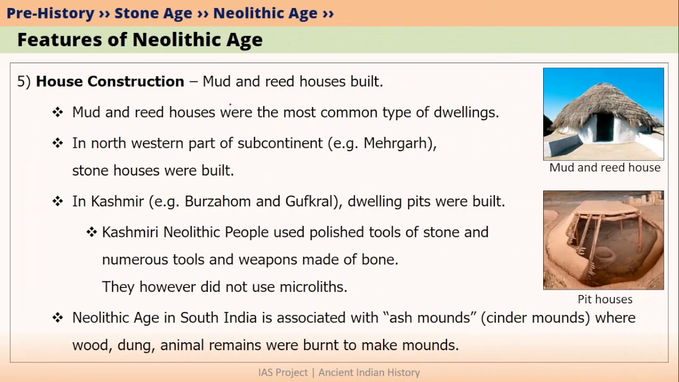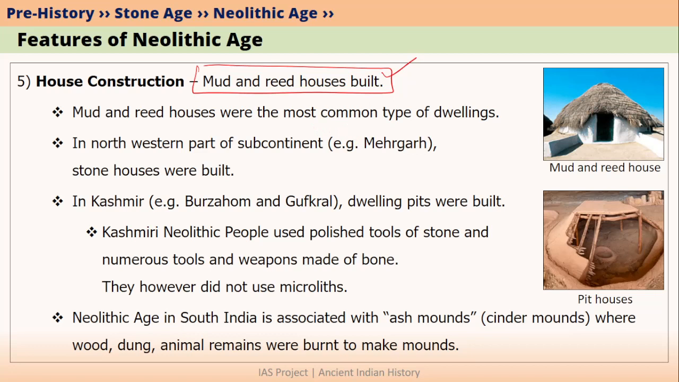If we talk about house construction by Neolithic age people, for the first time, people built houses. So, what were the houses that were built by Neolithic age people? They built mainly mud and reed houses. These were the most common type of houses built by Neolithic age people.